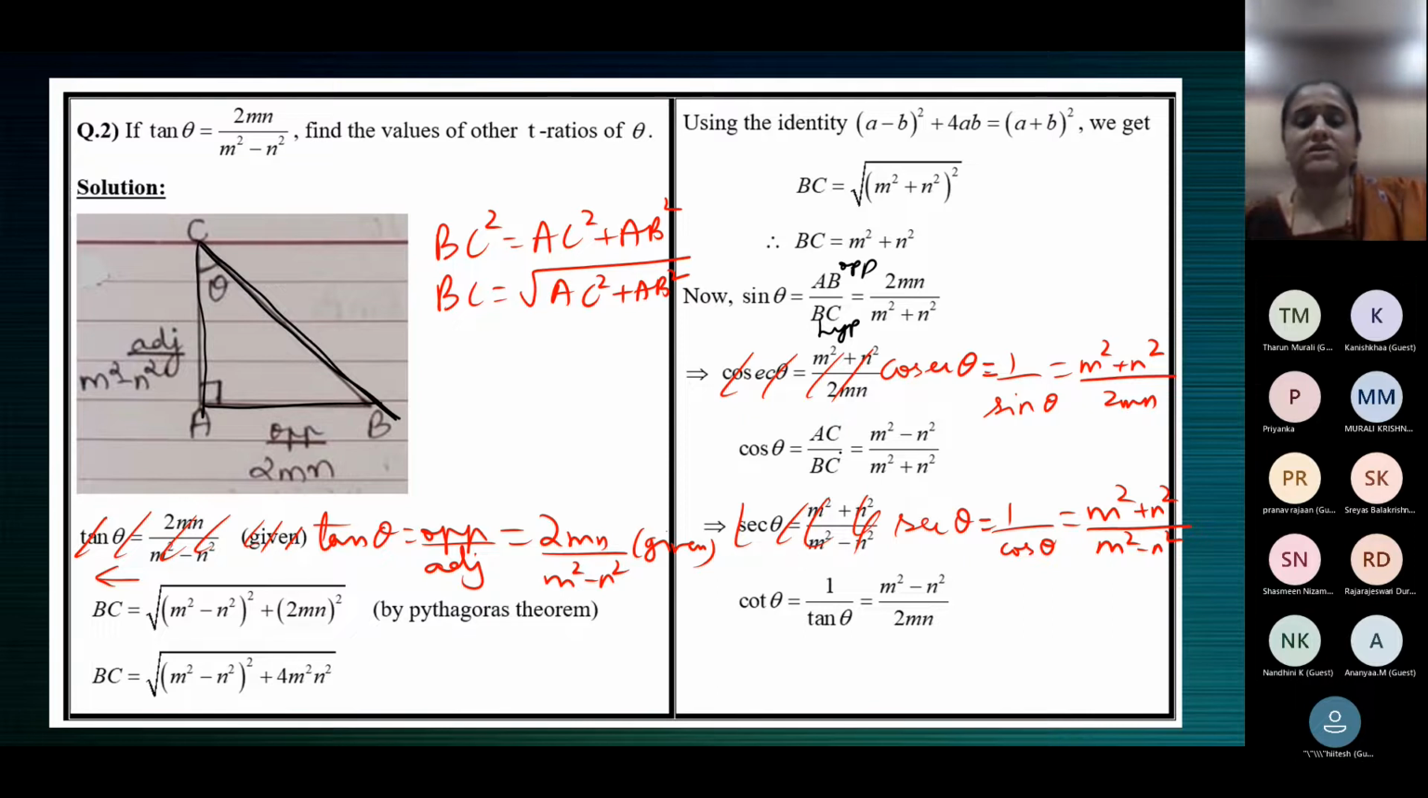And once you find cos theta, its reciprocal is secant theta. Secant theta is equal to 1 by cos theta. So write its reciprocal here. And then cot is the reciprocal of tan. Tan was already given to you here. So its reciprocal is m square minus n square by 2mn.